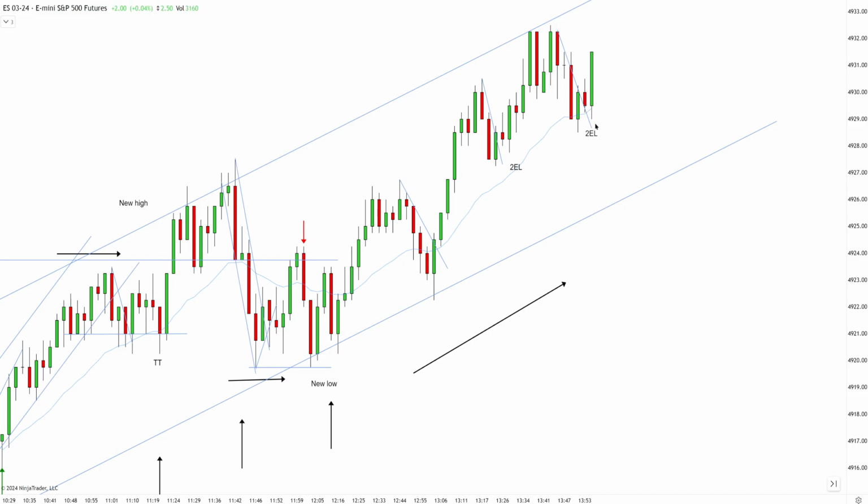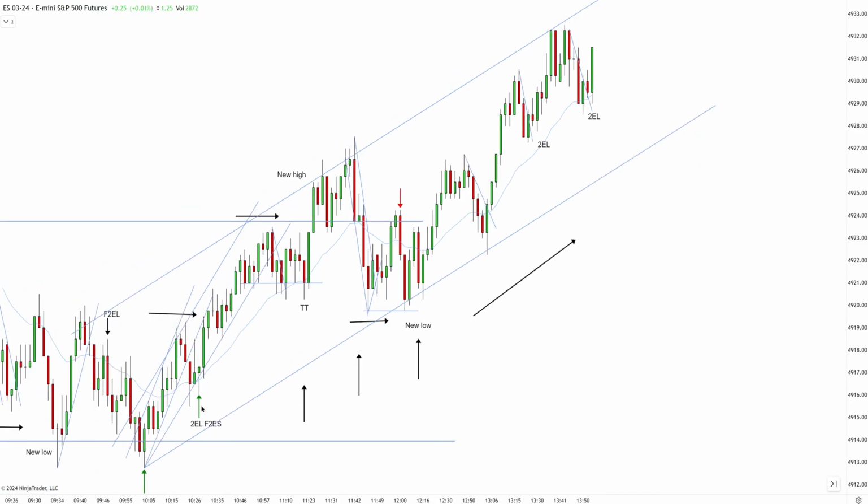Now the reason why I was confident taking this is because of how big this second entry long is, and it's retracing too much of this downtrend. So the chances are extremely tiny that the market is going to go all the way back down and create a new extreme when you're closing so high. So this is a great high probability setup.